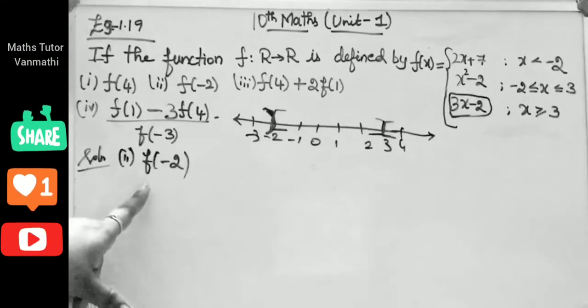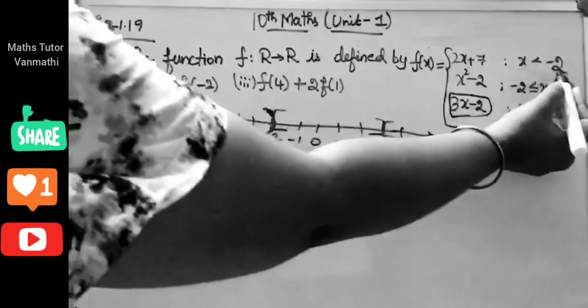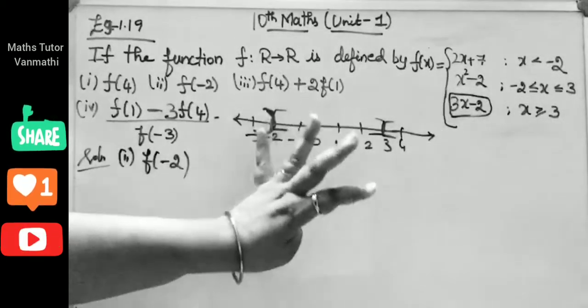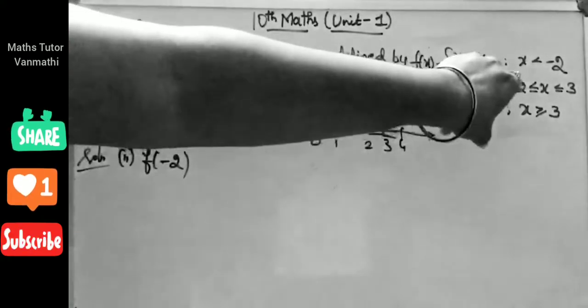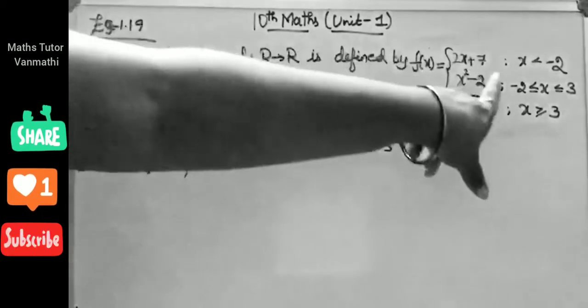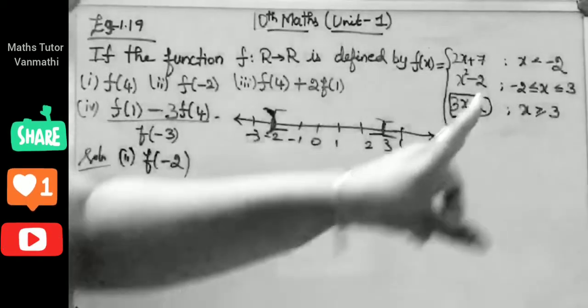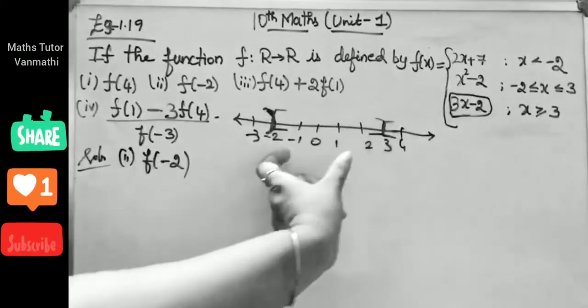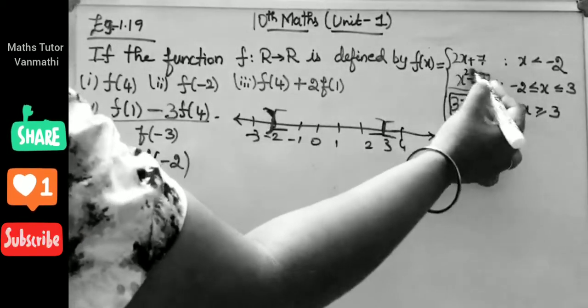Second is your f of minus 2. See where minus 2 lies. F of minus 2. Here it is only less than minus 2. We are not including this minus 2. After this only we are going to take the values for this function. But in the second condition what they have given is minus 2 less than or equal to x and less than or equal to 3. From minus 2 to 3 this function lies. Then we are going to take only this function.